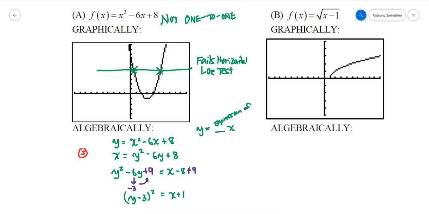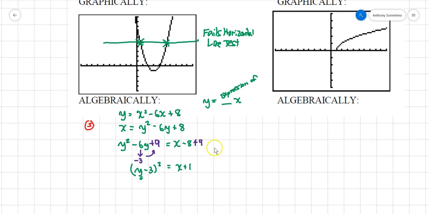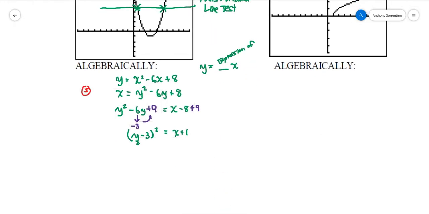So now I only have one term that has a y in it. Everything else doesn't. I could use basic equation solving at this point to solve this. So scooching this down a little bit, I could square root both sides, and here's where it becomes evident that this is not going to be a function.